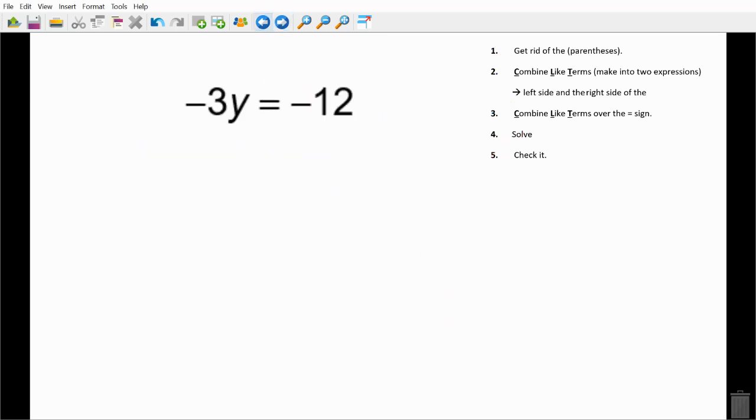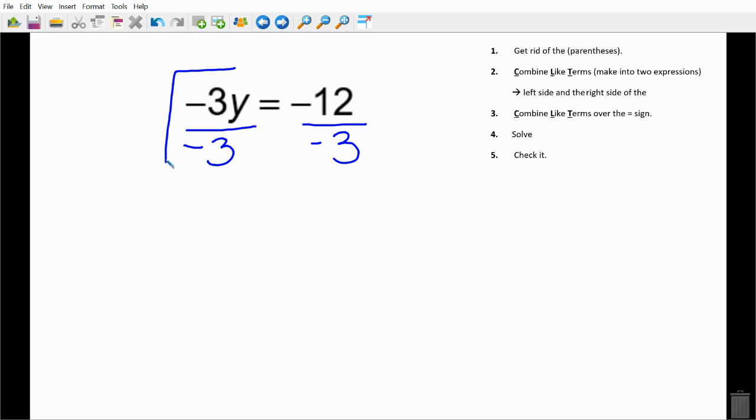Negative 3y equals negative 12. So here's a little bit different because what are we doing here? We are doing multiplication. So it's negative 3 times y. How do you undo, or what is the inverse operation of multiplication? Good, it's division. So how do you undo negative 3 times? Whatever you do to the left, we're going to take that and divide it by negative 3. If we do it to the left, we have to do it to the right.